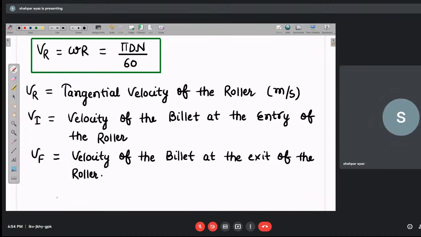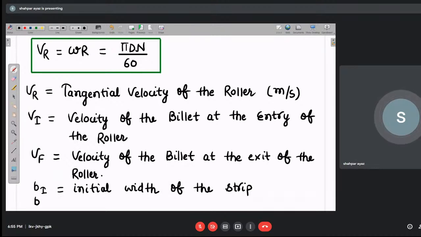Clear, my dear? And Bi and Bf are the width of the billet at the entry of the roller: Bi is the initial width of the strip, and Bf is the final width of the strip. Okay, done, guys.